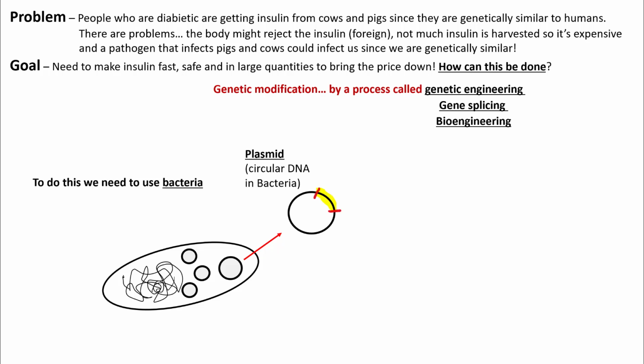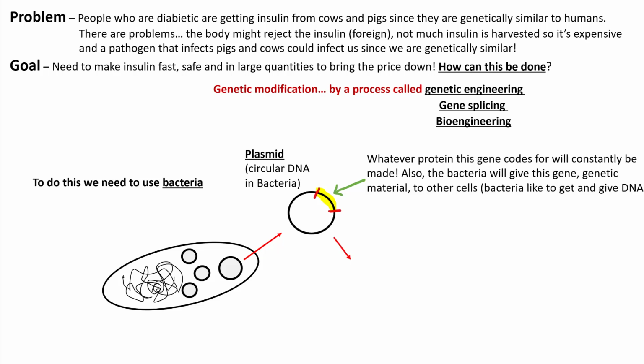There's a special section on this plasmid, this circular piece of DNA in bacteria. Whatever gene is here, that gene will constantly be made. So you could put any gene you want in here, like an insulin gene or testosterone gene, and the bacteria is going to make that protein. So if you put estrogen in here, it's going to make a lot of estrogen. If you put growth hormone, this bacteria will make a lot of growth hormone.